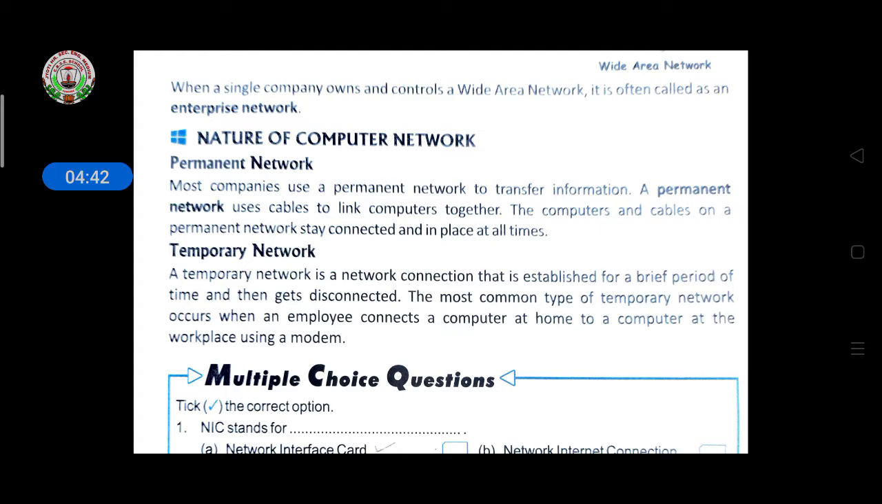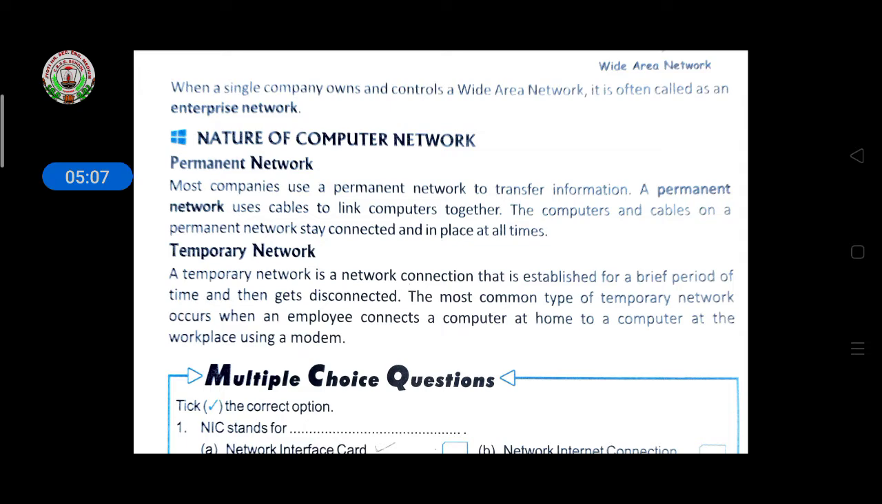Then the nature of computer networks. The first one is permanent and the second one is temporary. Most companies use a permanent network to transfer information. The permanent network uses cables to link computers together. The computers and cables on the permanent network stay connected and in place all the time.